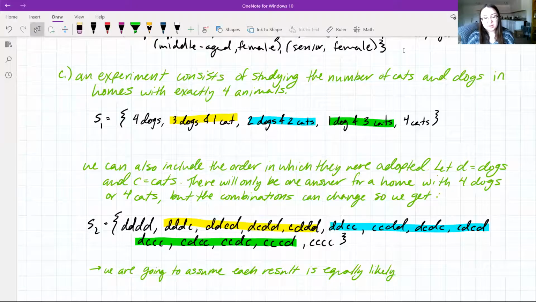All right, so now since we found our set 2, where we found all of our different combinations in correspondence to the order of adoption, we're going to assume that each of these results are equally likely. Now, in our computations, unless stated otherwise, we will always assume that each result is just going to be equally likely, even if it may not be.